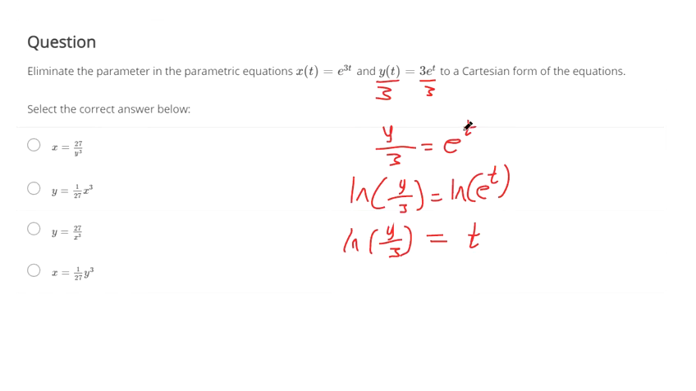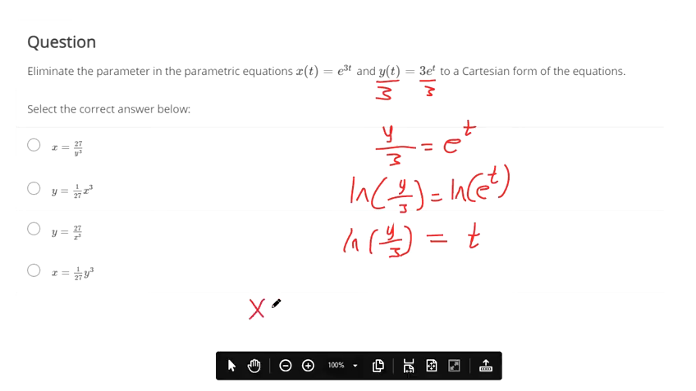There is a consideration we'll need to make. Here, t can be anything. You can plug in negative infinity, positive infinity. Down here, t can be negative infinity, positive infinity. Okay, we're okay. So let's take t, we'll plug in natural log of y divided by 3. So x equals e to the power of 3 times natural log of y over 3.